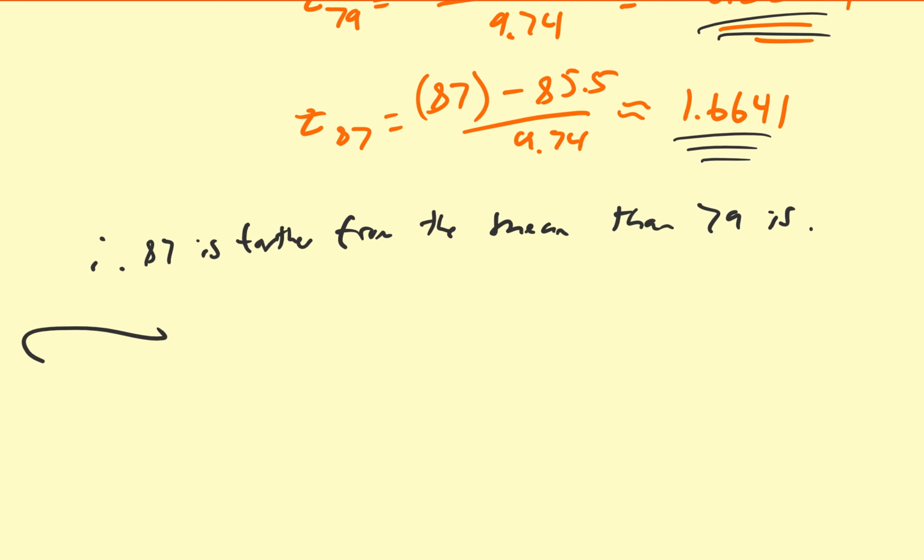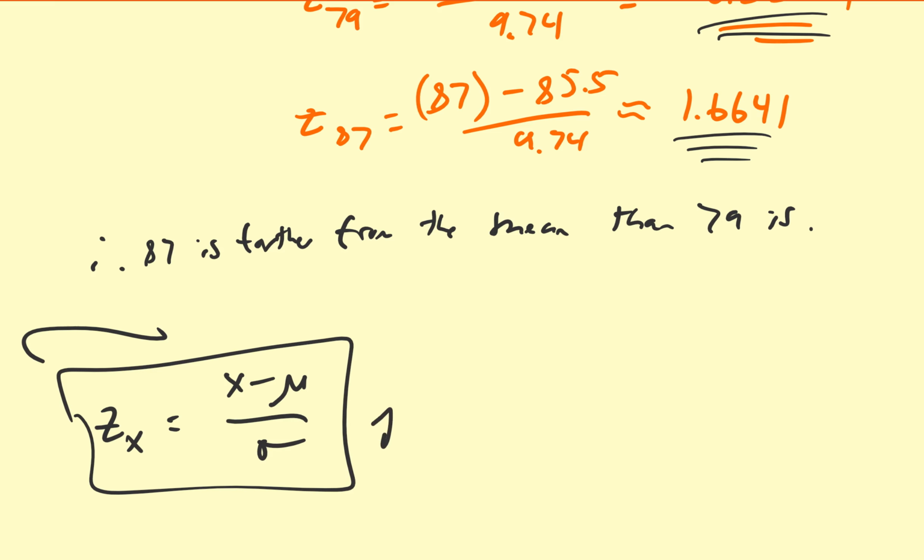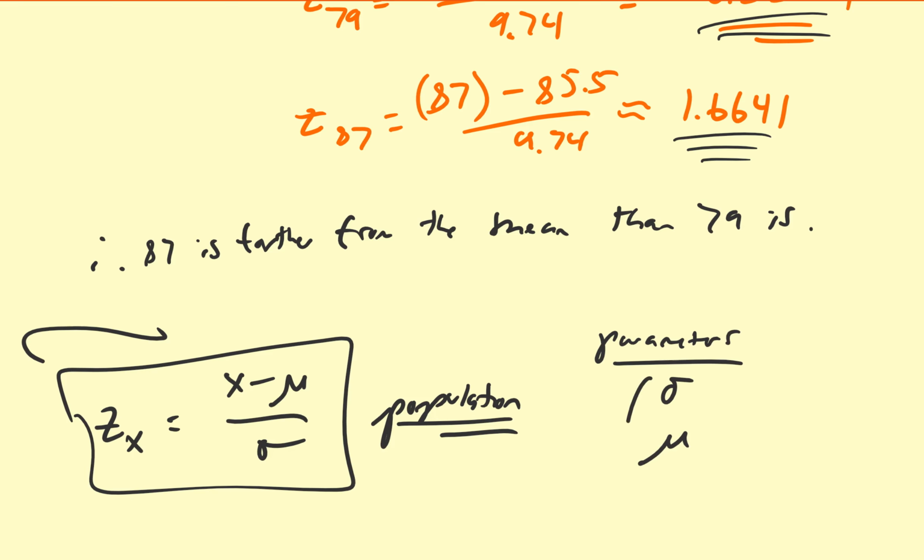So overall, the formula that we're using here is the z-score for x is equal to x minus mu over sigma. And this is assuming that we're dealing with a population. Why is it dealing with a population? Well, because we have the parameters sigma and mu. If we don't have sigma and or we don't have mu, then this formula is going to change up a bit and the interpretation is going to slightly change. But we'll discuss these in a later video, but this is how you calculate z-scores.